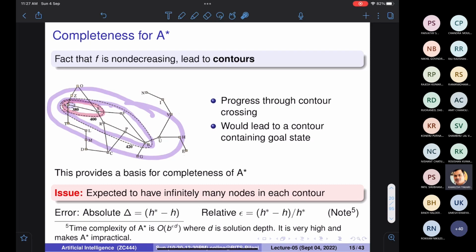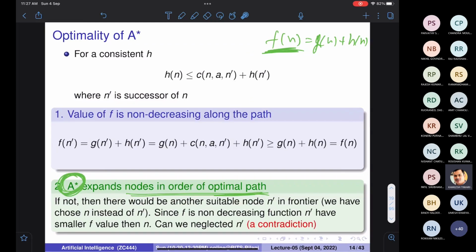Somebody is writing A is equal to cost to reach from N to N dash. No, A is an action. If you have any confusion, a few minutes back I told you that if you want to reach from N to N dash, you can go from this path, or from this path, or from this path also. So let me call them A, B, C. A means using what action I'm going to reach.